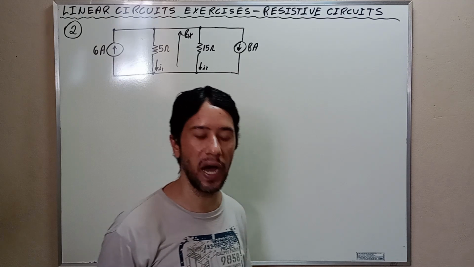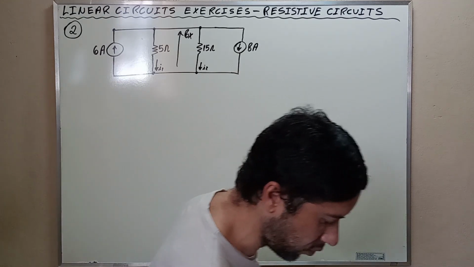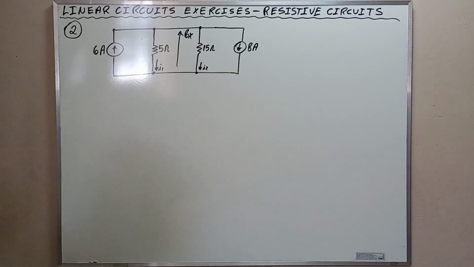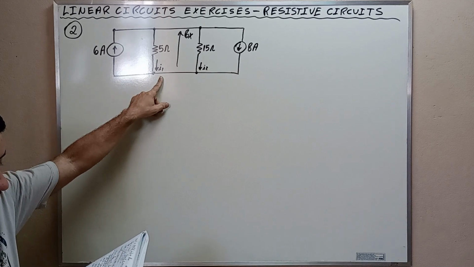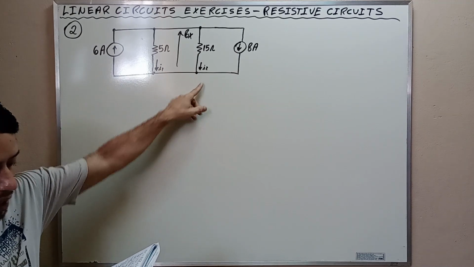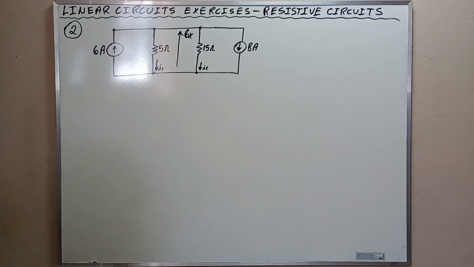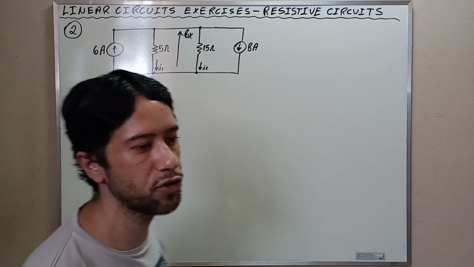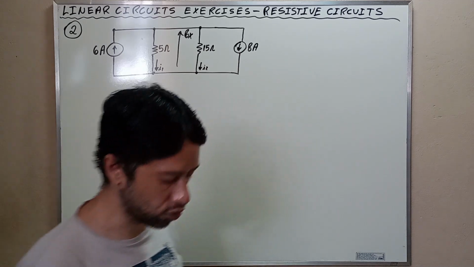Exercise number 2 now. For the circuit of the figure, find the values of I1, I2, and the power for each circuit element, and state whether each is absorbing or delivering energy. Okay, my friends, this is exercise number 2. Let's go to the solution.